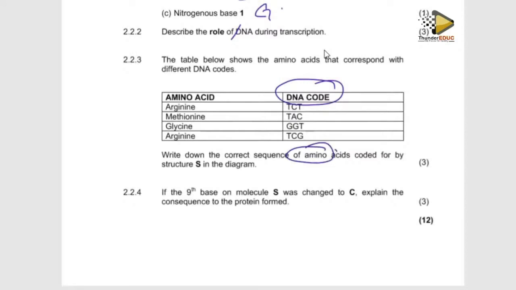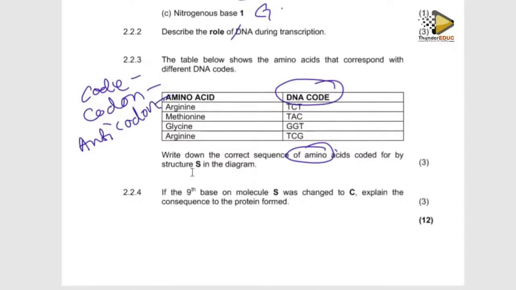You have to know that when you say code, we are talking about DNA. When you say codon, we are talking about messenger RNA. When you say anti-codon, we are talking about transfer RNA. You have to know this because sometimes we use this language to bring about that.